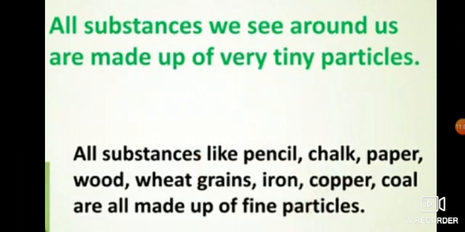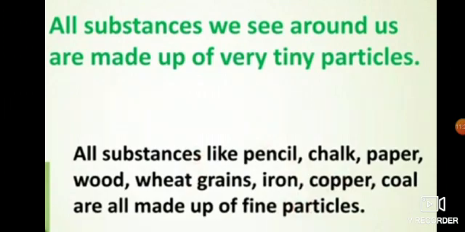So very tiny particles. Now which substances do we have? We have pencil, chalk, paper, wood, wheat grains, iron, copper, coal. These all are made up of fine particles. Now we can see pencil, chalk, we can see all these things. But the tiny particles they are made of, we are not able to see.